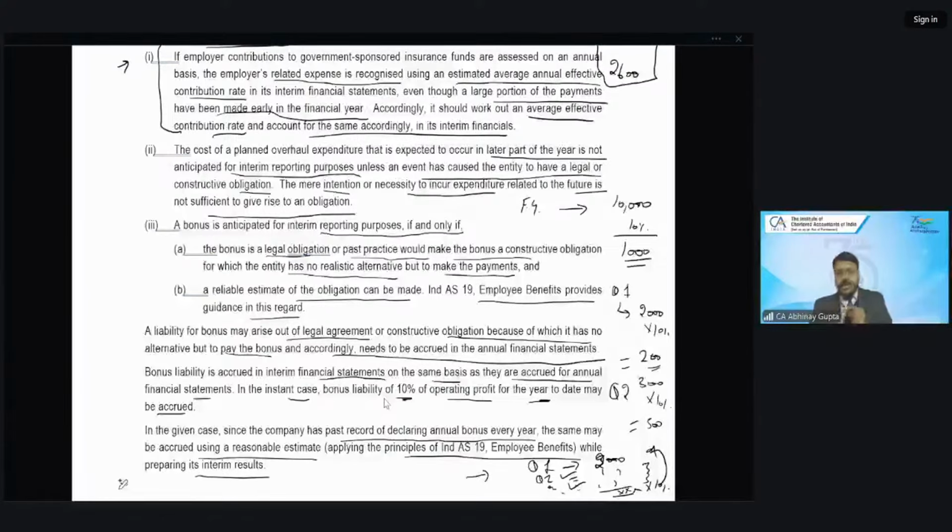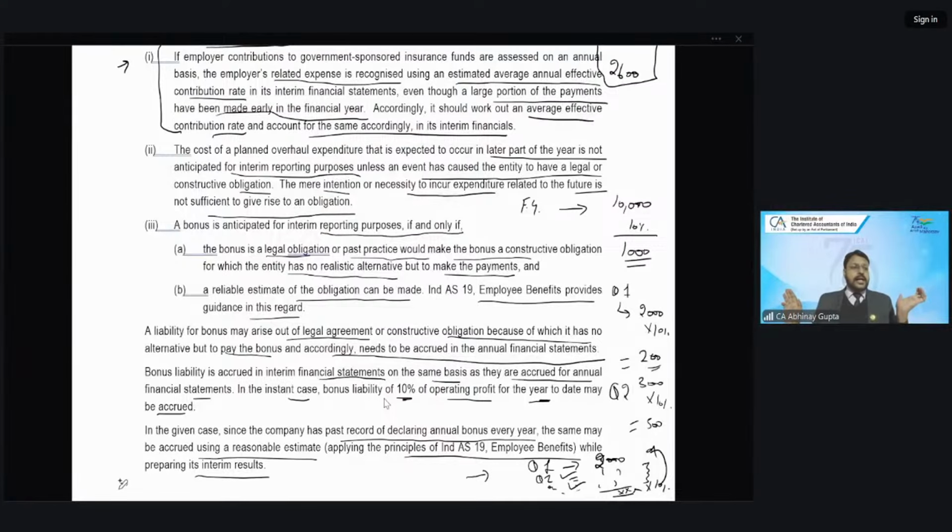So should I make one bold statement now? One bold statement is Ind AS 1 says complete financial statements. Ind AS 34 says condensed financial statements. Ind AS 1 says accurate recognition, accurate measurement. Ind AS 34 says follow Ind AS 1 for recognition and measurement, right? So recognition and measurement should be accurate for Ind AS 34 as well. Then Ind AS 1 says full-fledged presentation of the balance sheet, P&L, statement of cash flow. Ind AS 34 says condensed presentation.